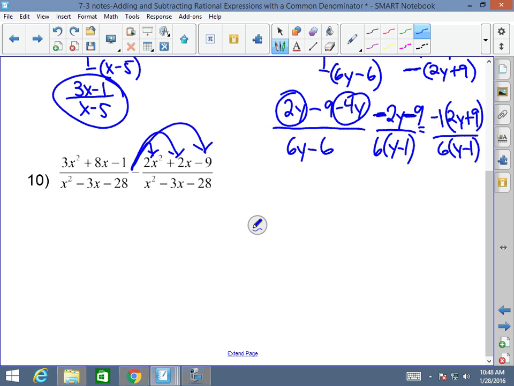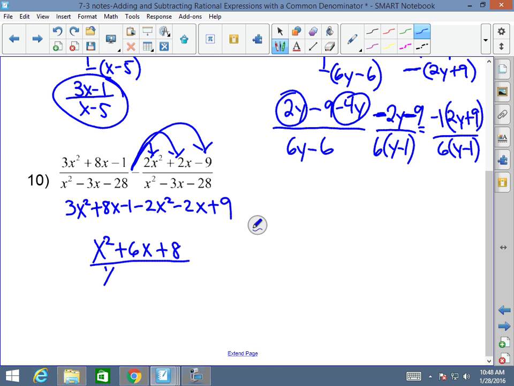Okay, so we're going to distribute that. So we got 3x squared plus 8x minus 1 minus 2x squared minus 2x plus 9. So let's clean that up. 3x squared minus 2x squared is x squared plus 6x plus 8 over x squared minus 3x minus 28.